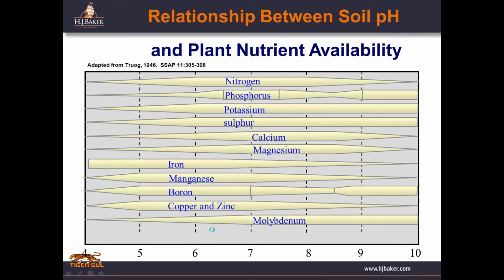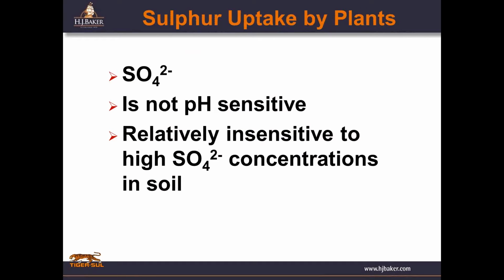Now, sulfur uptake by plants, as I indicated earlier, is in the form of sulfate, and the uptake process itself is not pH sensitive, and plants are relatively insensitive to high concentrations of sulfate in the soil, particularly as we work with crops that are grown in the Midwest, corn and soybeans. There are some specialty crops that have exceptions to this.